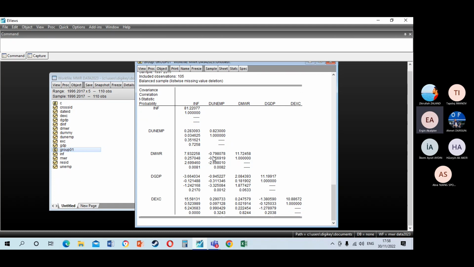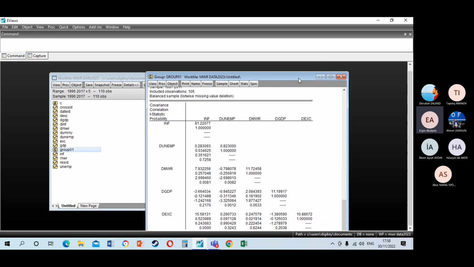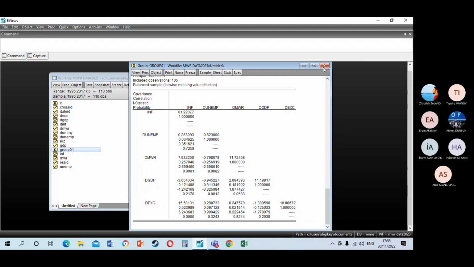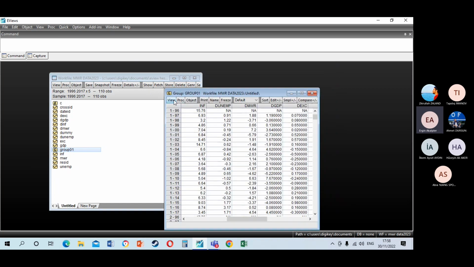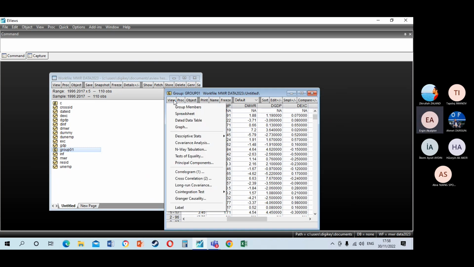our estimation by using the panel co-integration, isn't it? This is also important for determining our variables' performance. Do you have any question? I will click this. Then I click again, group this, and then go to the view.